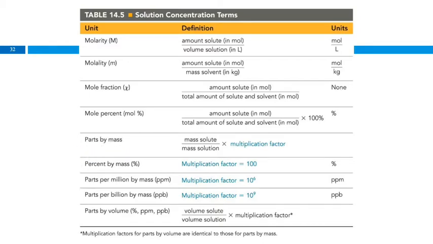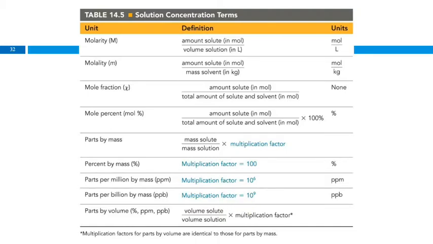So parts by mass, this is looking at the part over the whole. So the mass of the solute divided by the mass of the whole solution, and then multiplying it by a factor. And the factor that you multiply it by depends on what is convenient, what gives a convenient number. So percent is the part over the whole times 100. So the multiplication factor is 100. You can also have parts per million, parts per billion. You could go parts per trillion. And here you're multiplying by a million or by a billion.